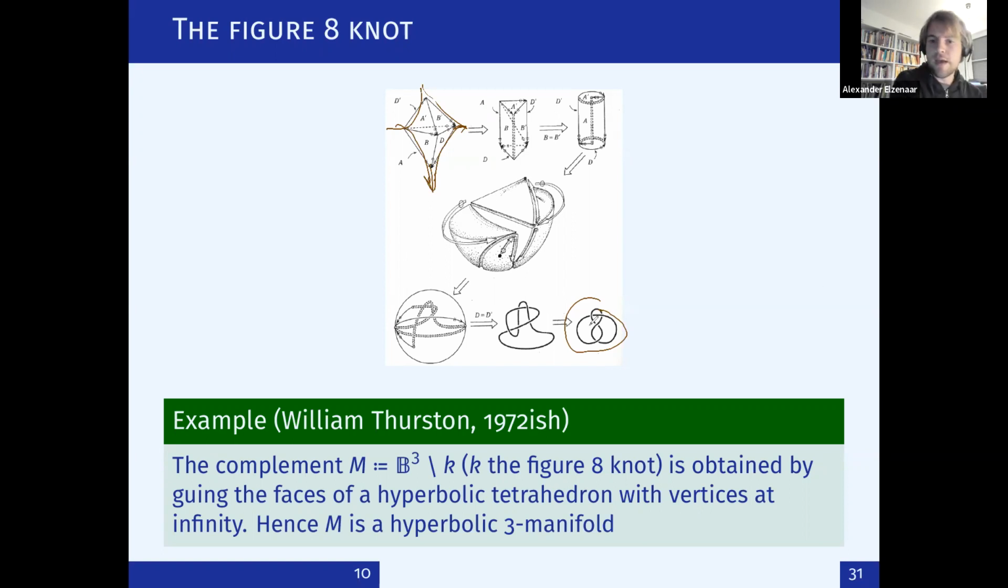ball with a copy of the figure 8 knot drilled out of the middle. So B3 minus the figure 8 knot is obtained by gluing the vertices of these tetrahedra, and hence the manifold, which is the complement of the figure 8 knot, is hyperbolic because it admits such a description. So I want to consider the group, the Kleinian group, which will give you this knot manifold as a quotient.